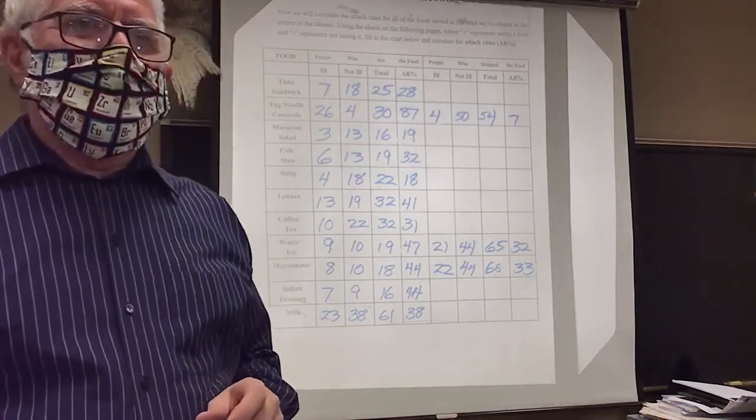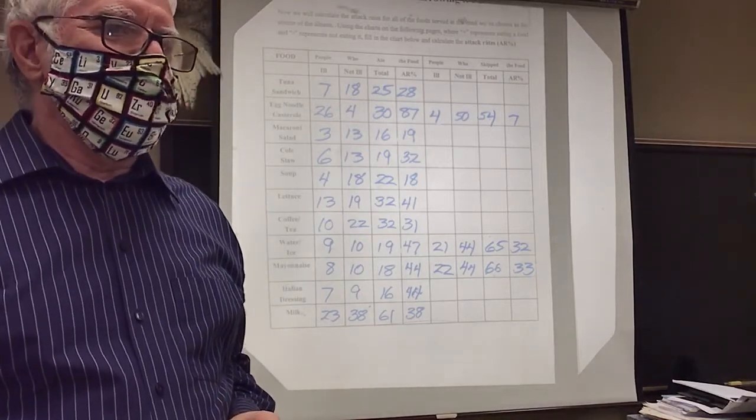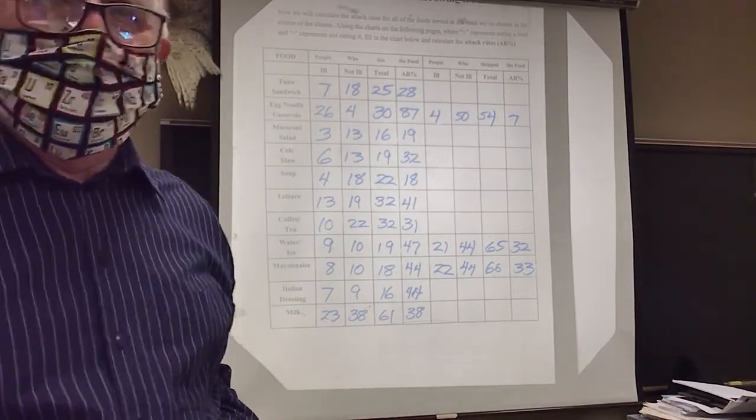So do we have a candidate for what got people sick? I think it was the egg noodle. I think it was the egg noodle casserole too. And if you flip past the surveys to the last page of questions, what food item or items are associated with the illness? Looks like the egg noodle casserole.